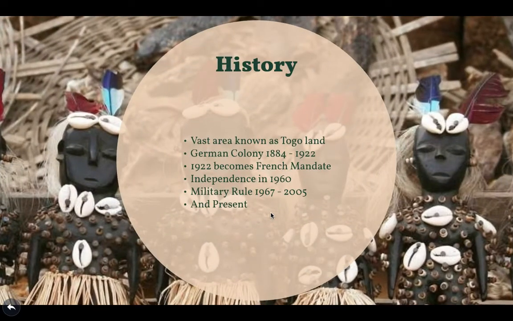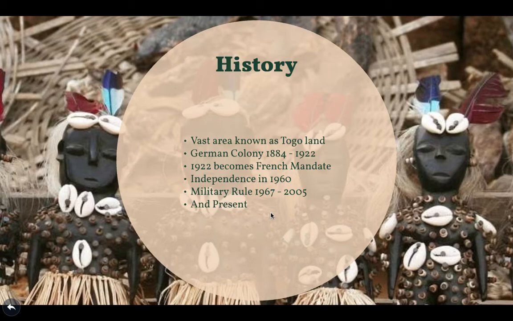Then we will look at the history of Togo. Three main phases of the history of this nation. First, its prior occupation by Germany, then during that occupation, and then independence. Before that, the area that we have Togo was a vast area known as Togoland.